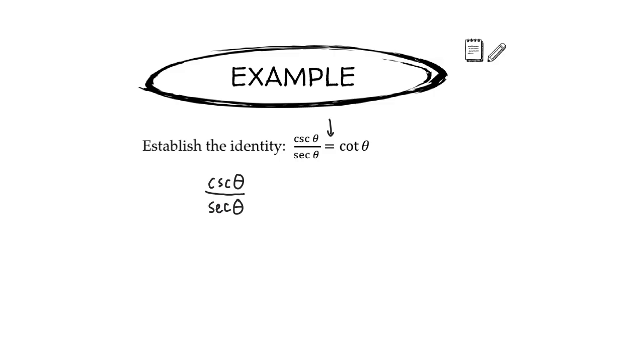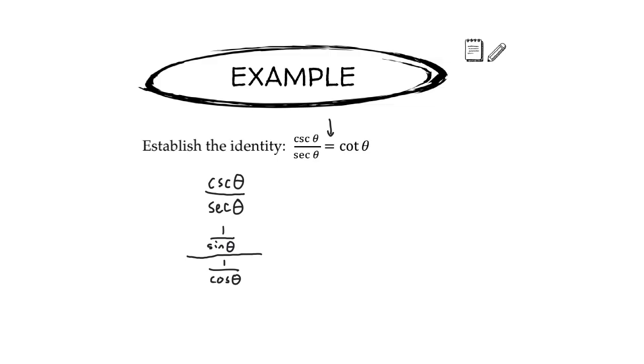And by the way, I'm always going to work vertically. And this is something that you should practice as well, because working vertically, you can always catch mistakes that you might be making. Next idea I have in order to establish this identity would be to take this fraction and switch it to sines and cosines. So I'm going to use the fact that cosecant is 1 over sine theta, and secant is 1 over cosine theta. I'll make that little switch there.